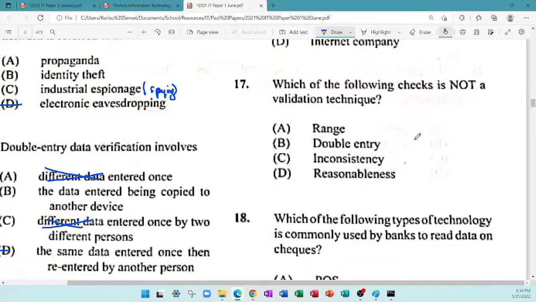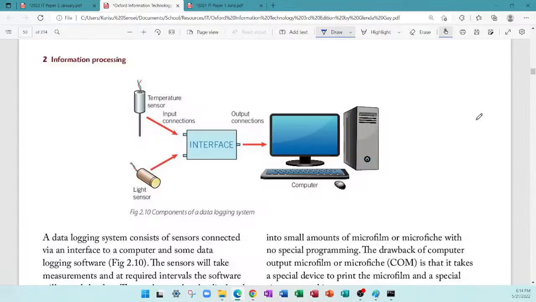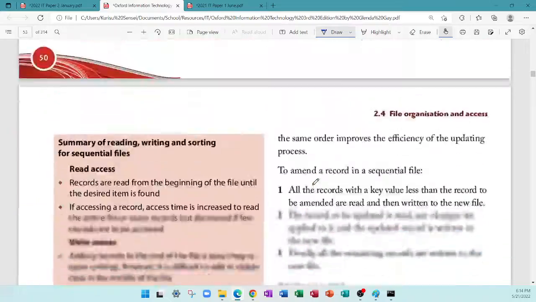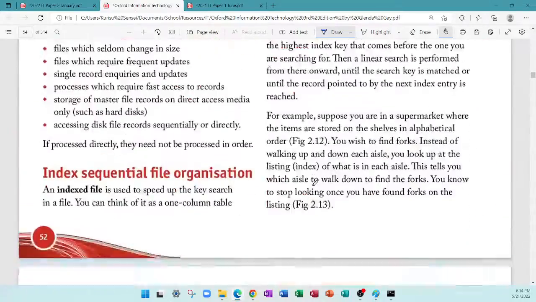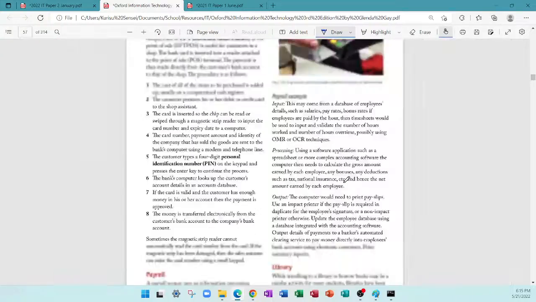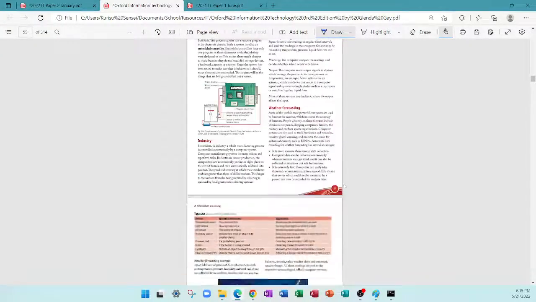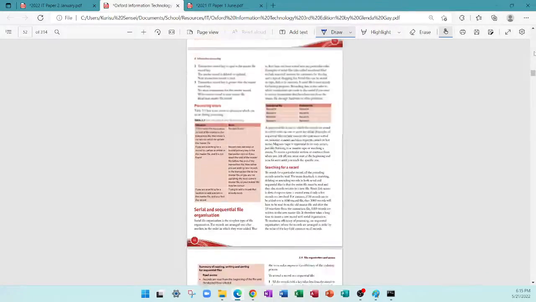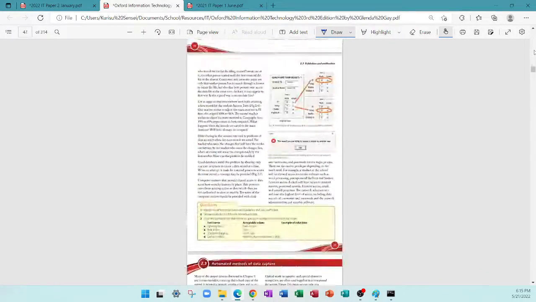17, which of the following checks is not a validation check? Reasonableness. Or range. Is that range? I just never remember them. Same, it beats me, you know. That's the worst part. Can't bluff it.